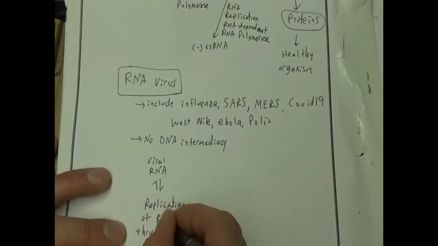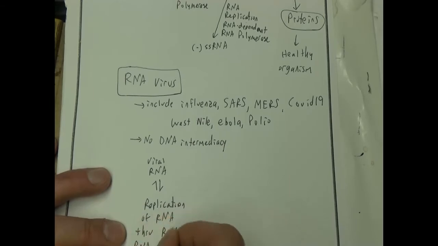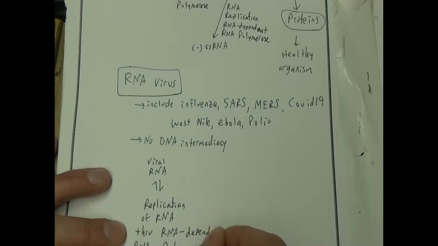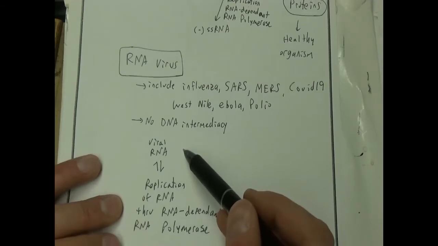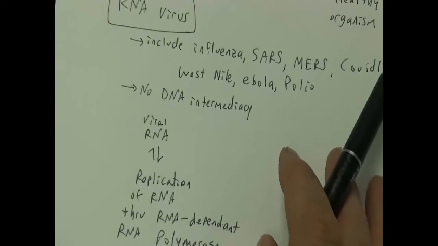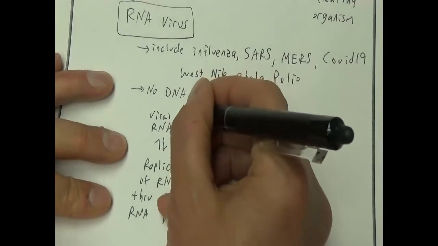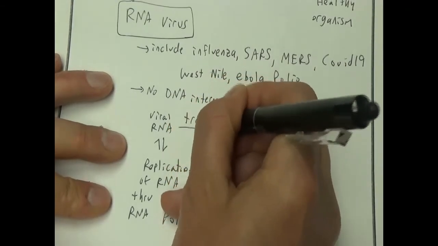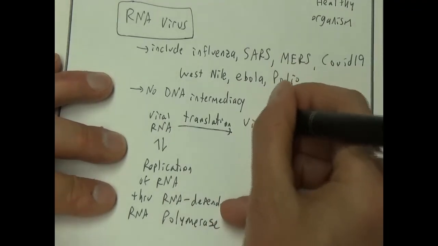Through RNA-dependent RNA polymerase. Okay, so kind of like a normal gene expression, but we're basically just not using DNA as the main genetic material. Okay, so from the viral RNA though, then there's translation into a viral polypeptide.